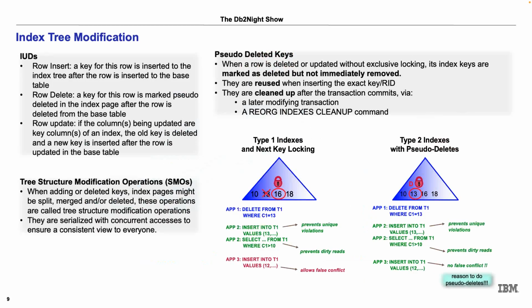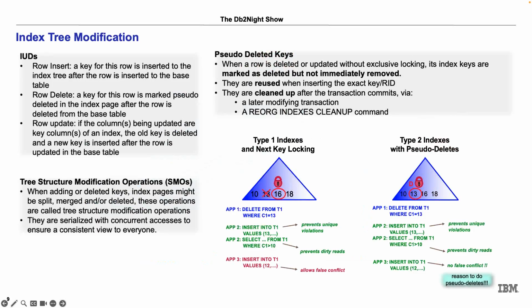Okay. Then when the tree is getting updated, index leaves could be split or be merged. So the tree structure will be modified. So we call those tree structure modification operations, in short SMOs. Those tree modification operations will be synchronized with concurrent access to the tree to ensure everyone has a consistent view of the tree.